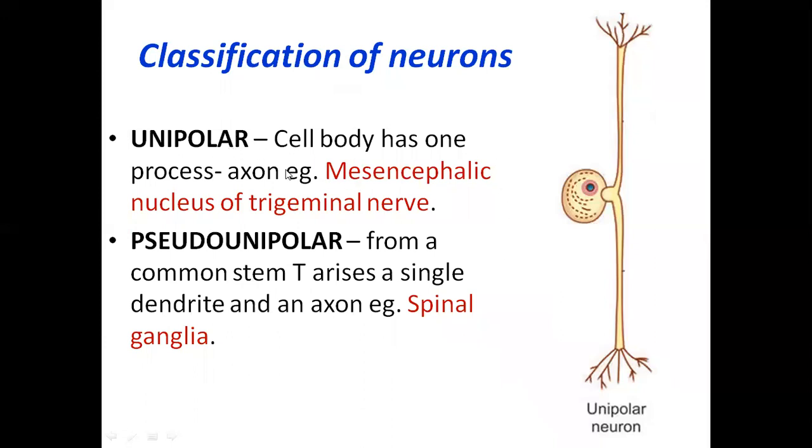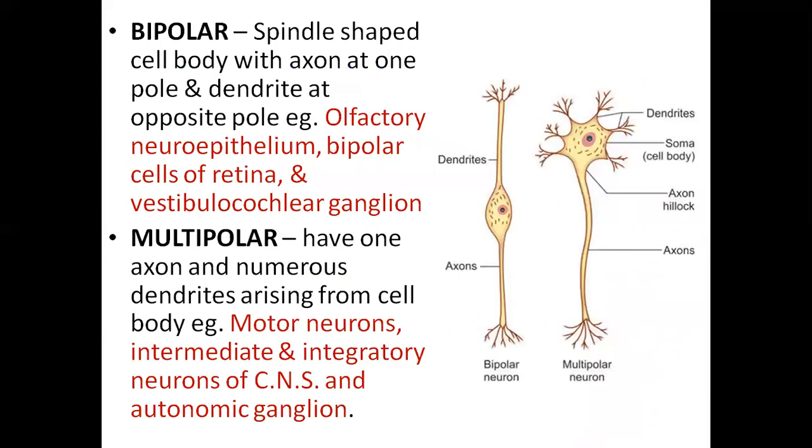Unipolar neurons: the cell body has one process, the axon. Such unipolar neurons we generally find in the mesencephalic nucleus of the fifth cranial nerve, that is the trigeminal nerve. Then we have pseudounipolar neurons. They have a common stem, a T, and from there one axon and one dendrite arise. An example is the spinal ganglion.